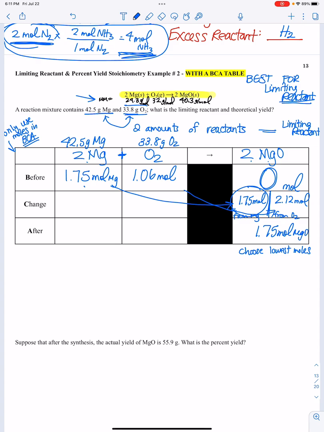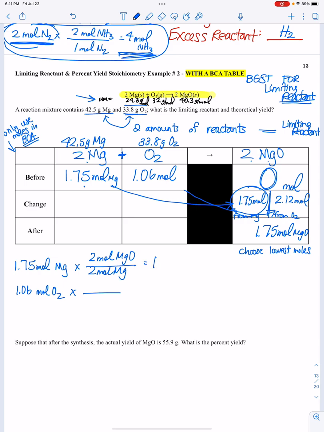Now, if you can't see that here, I'll quickly do the math on the side. 1.75 moles of Mg and 1.06 moles of O2. I'm going to do the mole ratio stoichiometry math, right? So for every 2 moles of MgO, there's 2 moles of Mg. Oh, would you look at that? That math comes out to 1.75 moles of MgO.